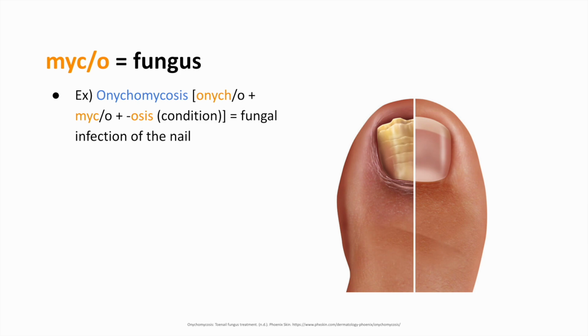So myco is a combining form that means fungus. Onychomycosis: onycho, which is a toenail or fingernail; myco, fungus; osis, condition. So it's a condition of fungal infection of the nail.